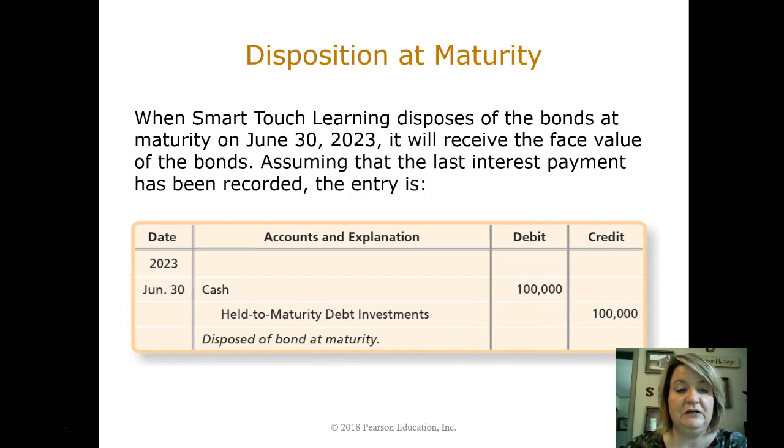Disposition at maturity. When SmartTouch Learning disposes of the bonds at maturity on June 30th, 2023, it will receive the face value of the bonds. Assuming that the last interest payment has been recorded, the entry is a debit to cash of $100,000 and a credit to held to maturity debt investments for $100,000. And this was to dispose of the bonds at maturity.